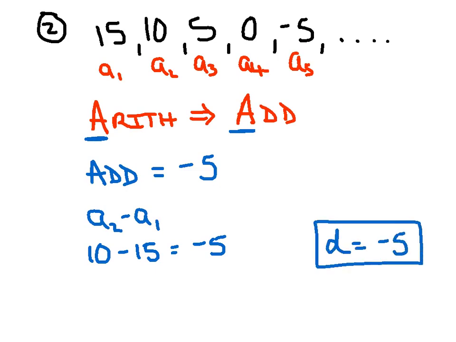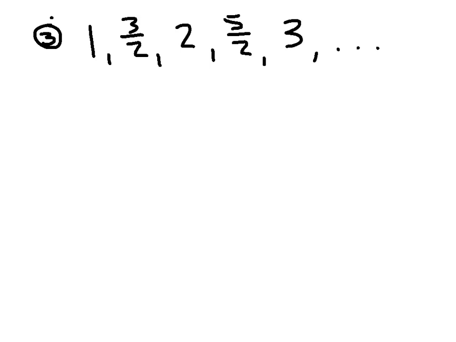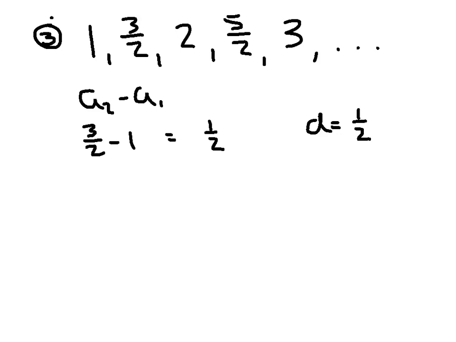That's our common difference. Okay, our next example, I want to try 1, 3 halves, 2, 5 halves, 3. There's your first 5 terms. It is arithmetic again because we're adding a fixed amount each time. What are we adding? Well, you can always try a sub 2 minus a sub 1, which in this case is 3 halves minus 1, which gives you 1/2. Therefore, our common difference, the number that we're adding each time, is 1/2.